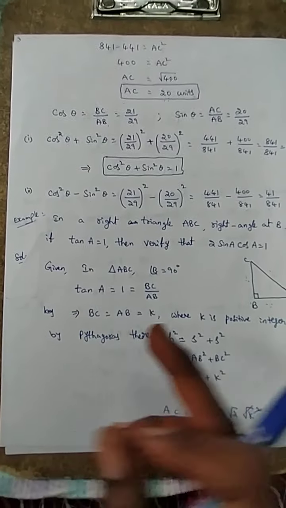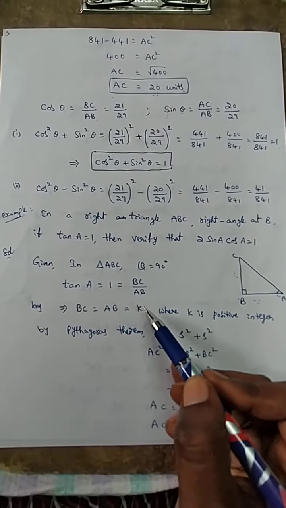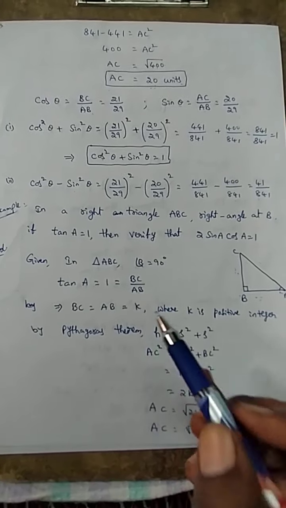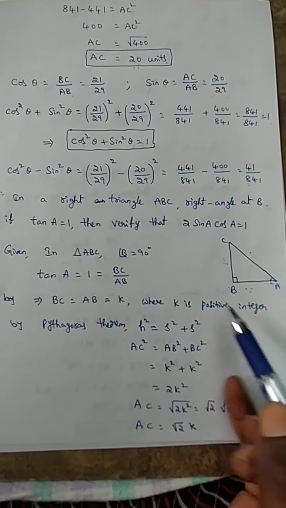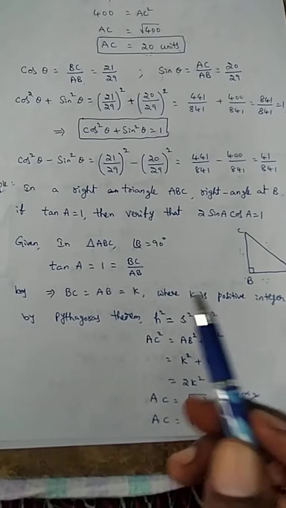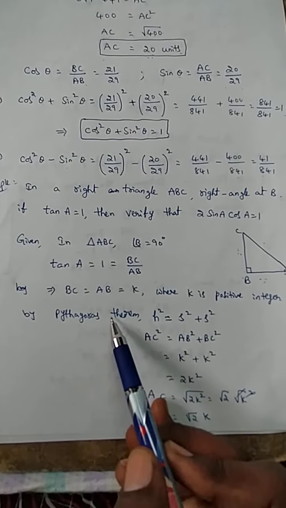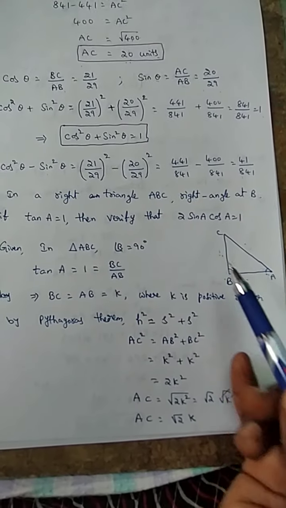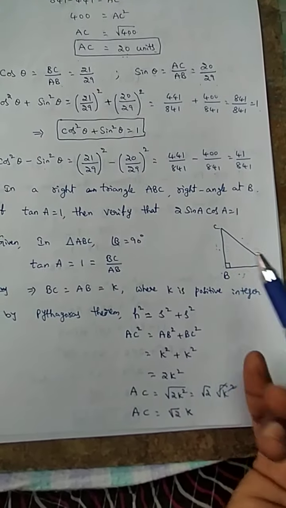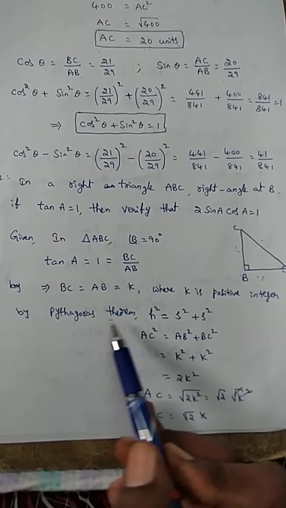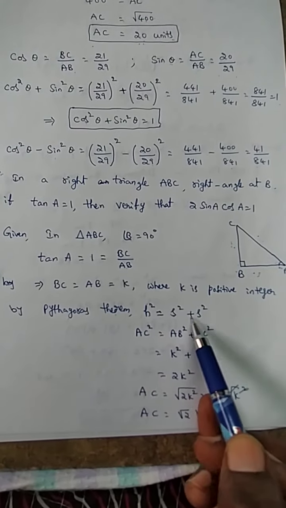It is equal to which value? We don't know what that value is. It should be a constant, so we can assume that it is K. So BC is equal to AB is equal to K, where K is a positive integer. We just know that the two measures are equal; we don't know the lengths of those sides. So then by the Pythagoras theorem, hypotenuse square is equal to side square plus side square.